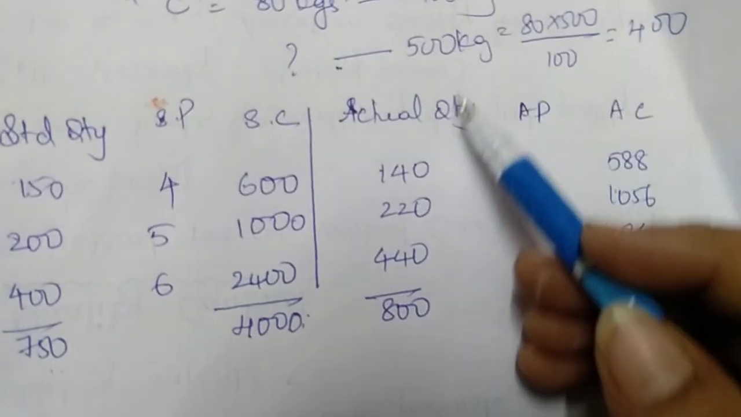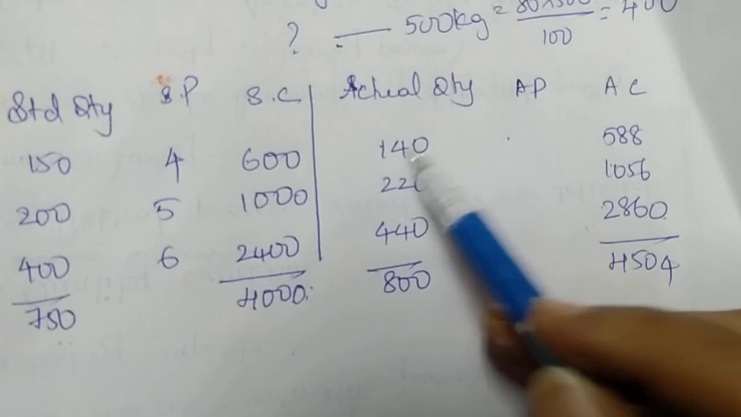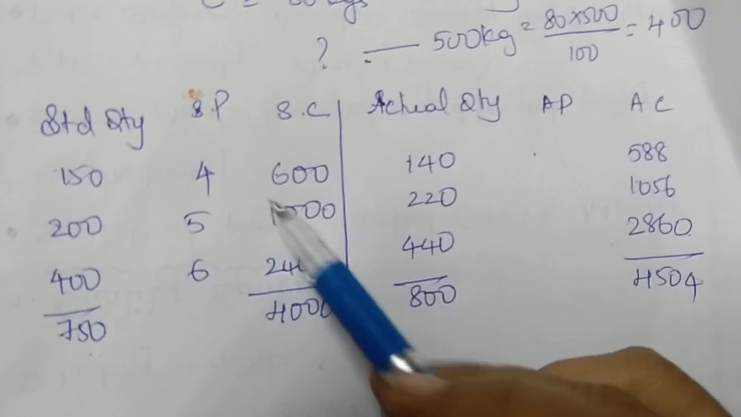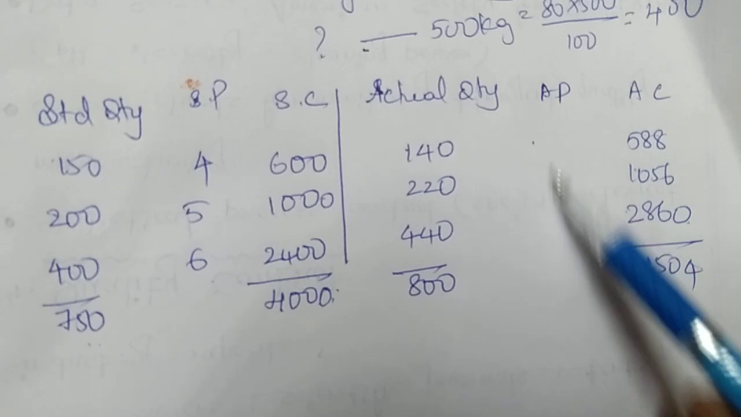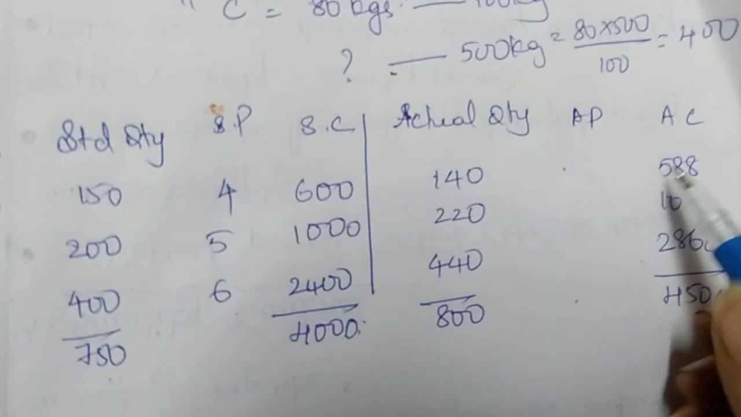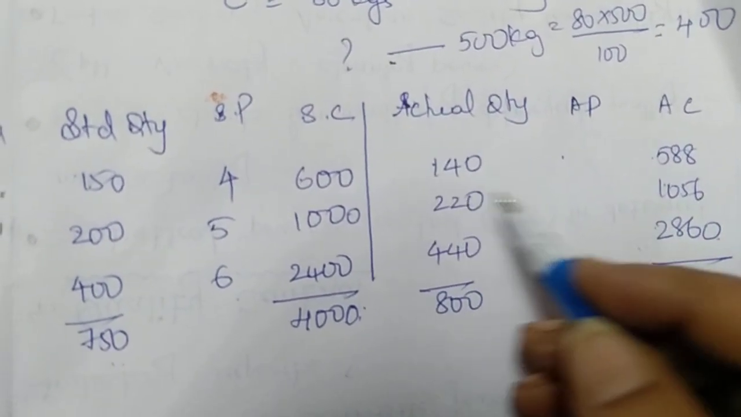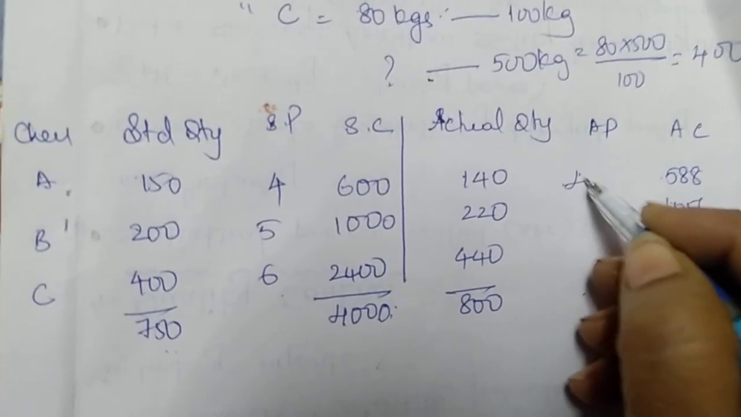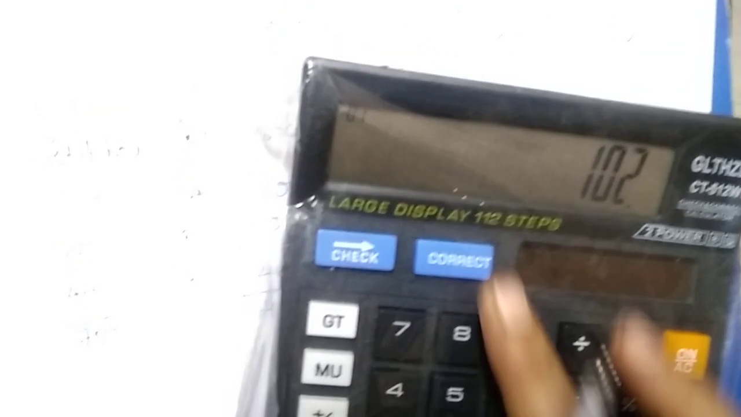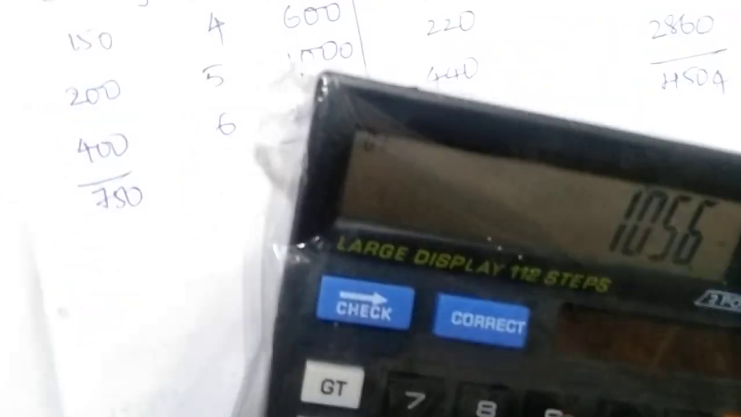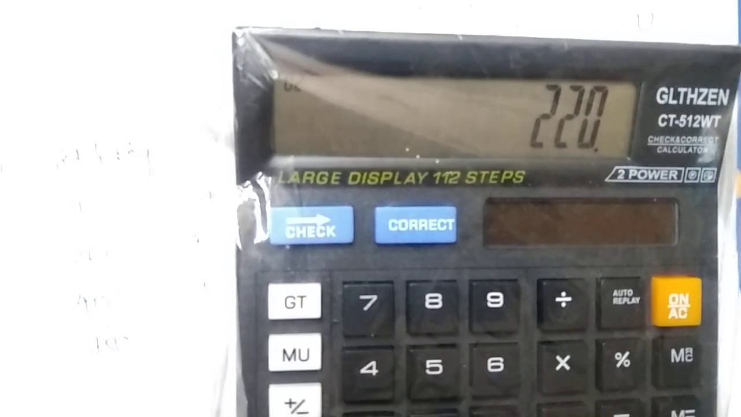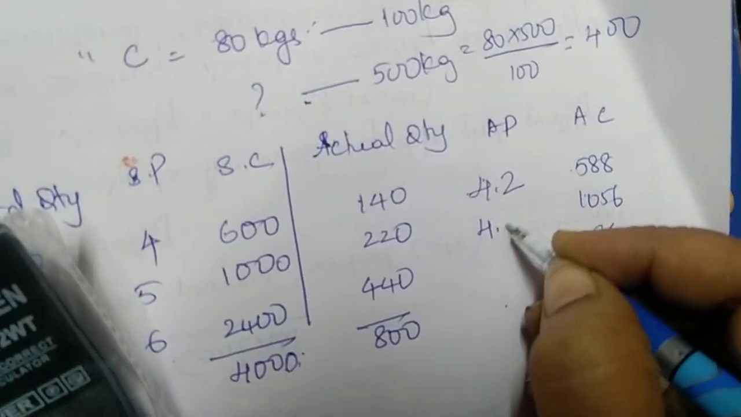Now I have to go with my actual data also. In the actual data, he gave 150 at the rate of 580. But I need to find out the per unit cost also. So just now I said 588 divided by 140, you will do, and you will get 4 rupees 20 paisa. Just now I showed you in the beginning. Now likewise I'm trying to do it for the other one also, that is 1056 divided by how many units? 220, which is equal to 4 rupees 80 paisa.